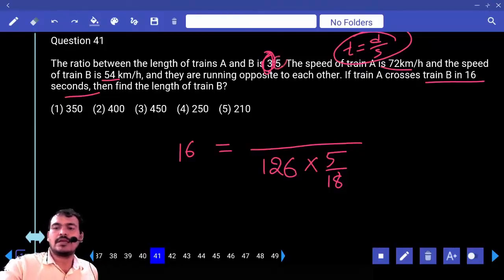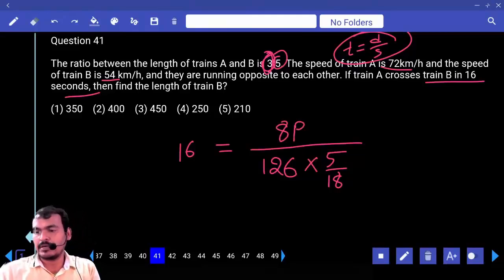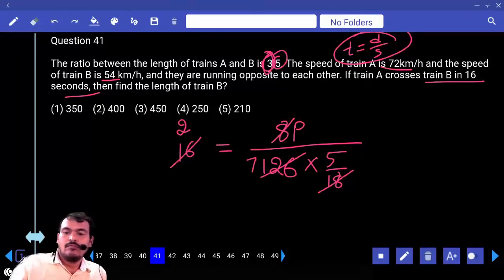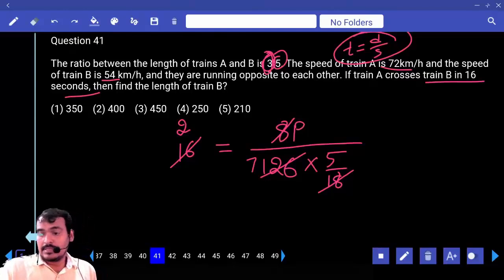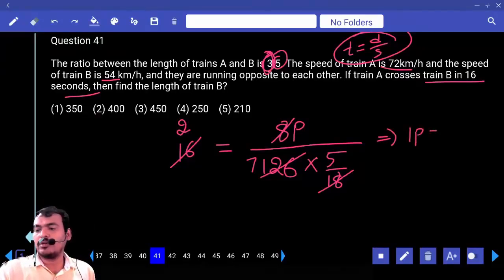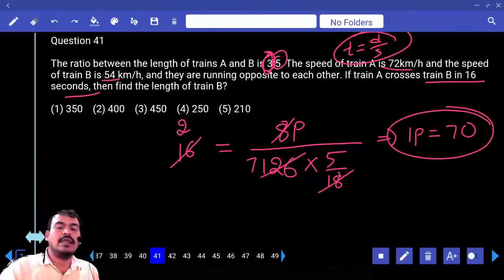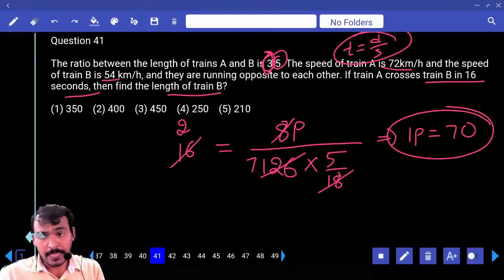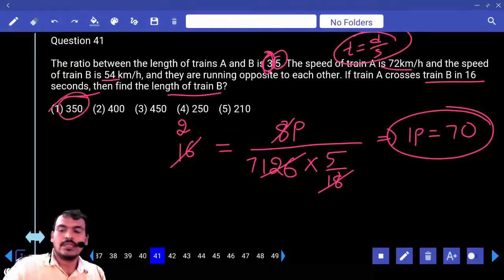What is the length of the first train? 3 parts. Length of the second train? 5 parts. When one train passes another train, it means the sum of the two train lengths. What is the sum of the two train lengths? 8 parts. First, 18, how many times 126? 7 times. 8, how many times 16? 2 times. 2 into 7 is 14, 14 into 5 is 70. Then every one part equals how much? 70. What is the question here? Length of the second train or first train? Second train. How many parts do we need? 5 parts. It will be 350.